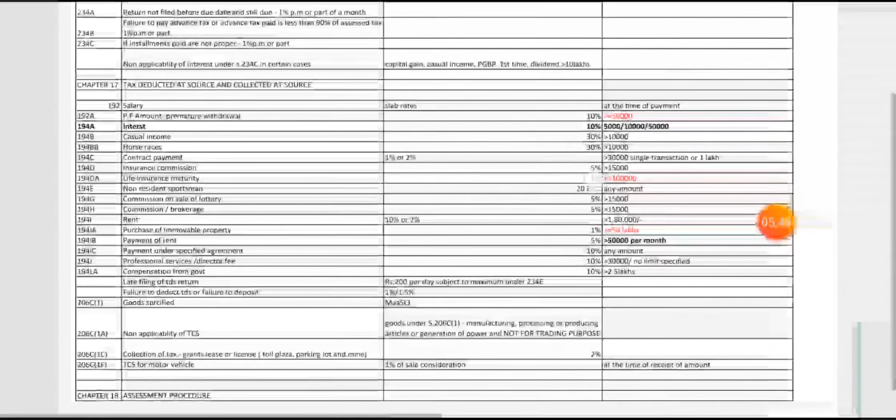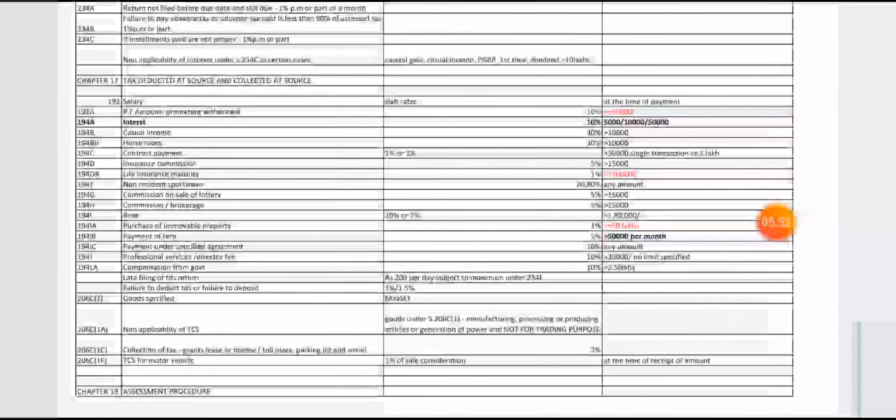Now comes TDS, the chapter which confuses everyone. Okay, so we are going to cut this short and study. I have given all the sections over here. So it is starting with 192. 192, first you are entering into a company, you are getting salaries. Okay, so 192 salary, it depends on your slab rate.